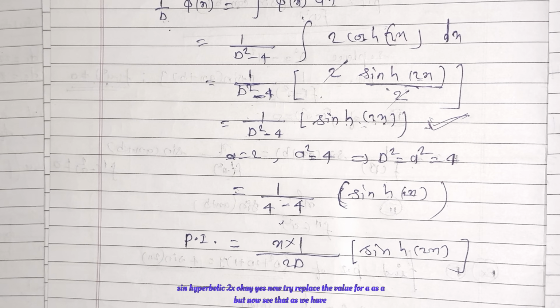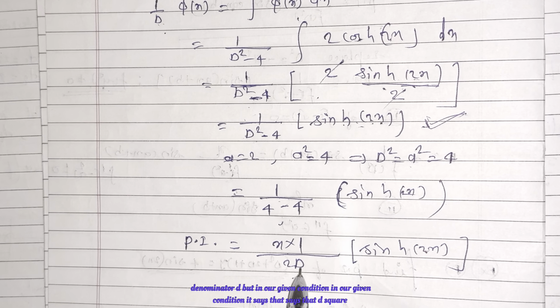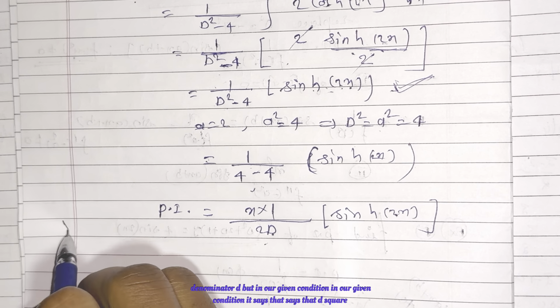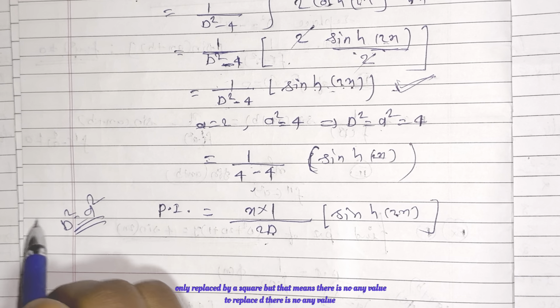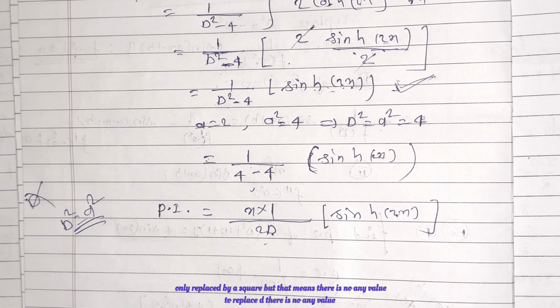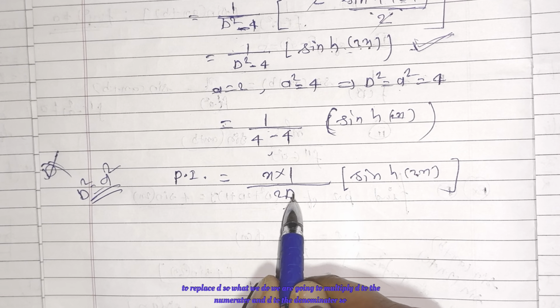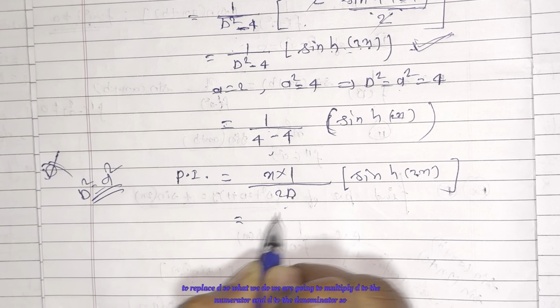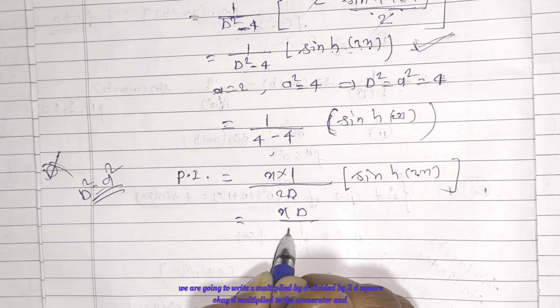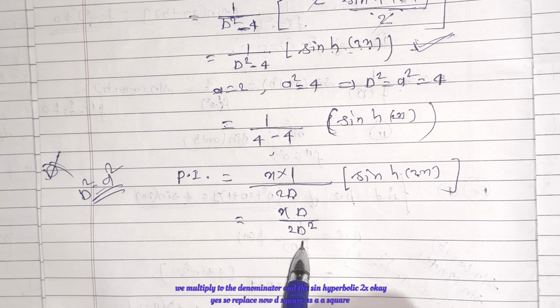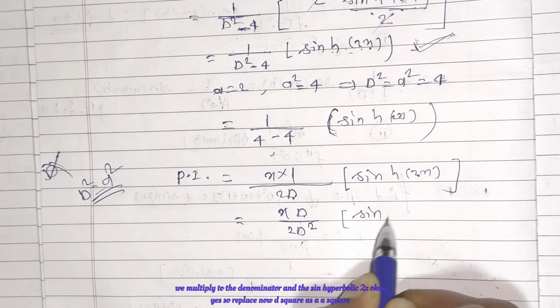Now try to replace the value for a, but see that we have d in the denominator, and in our given condition, it says only d square is replaced by a square. That means there is no value to replace d. So what we do is multiply d to the numerator and d to the denominator. So we write x multiplied by d divided by 2d square, with d multiplied to the numerator and the denominator, and sine hyperbolic 2x.